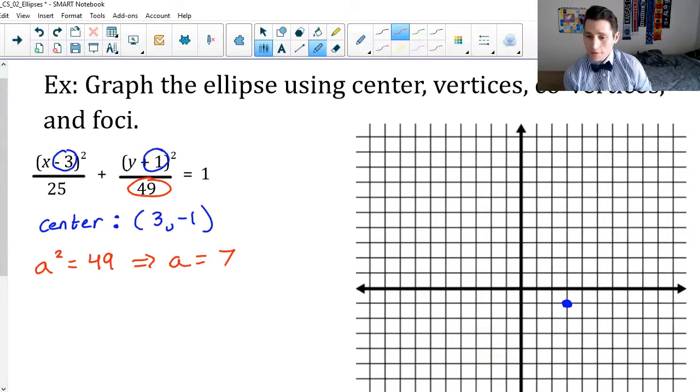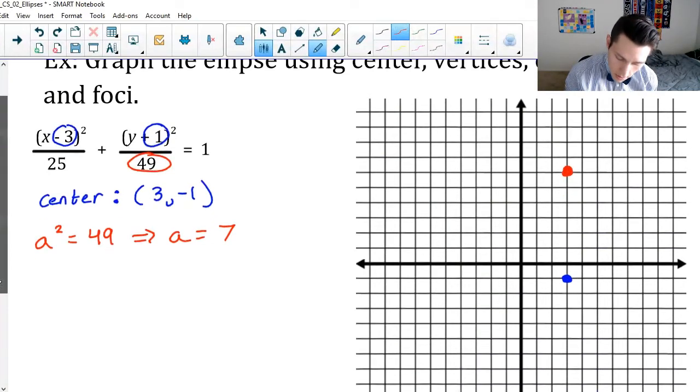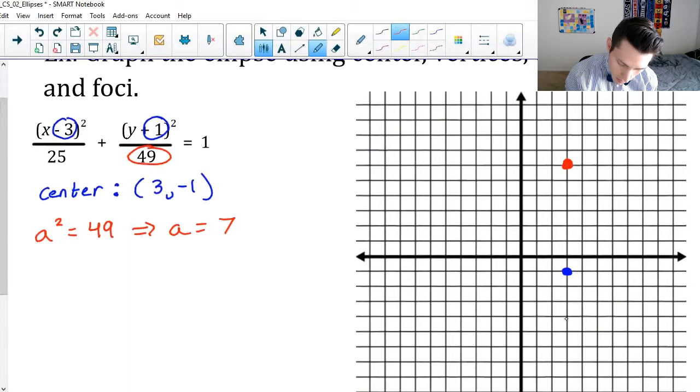We use A to figure out the vertices on the major axis. So I'm going to start at the center, and I'm going to go up 7. So 1, 2, 3, 4, 5, 6, 7. So here's one vertex. And then I'll start at the center and go down 7. 1, 2, 3, 4, 5, 6, 7.